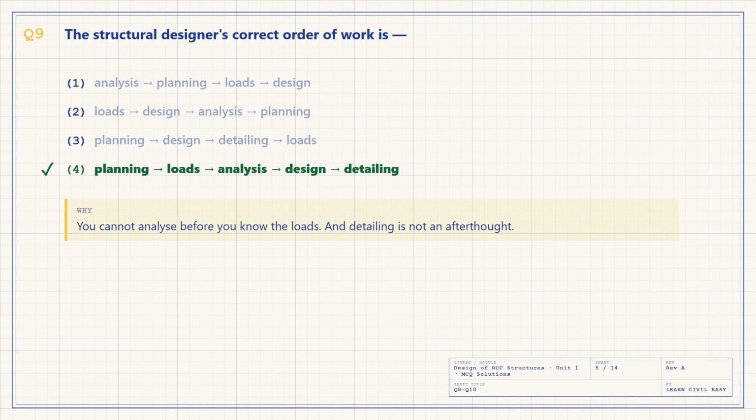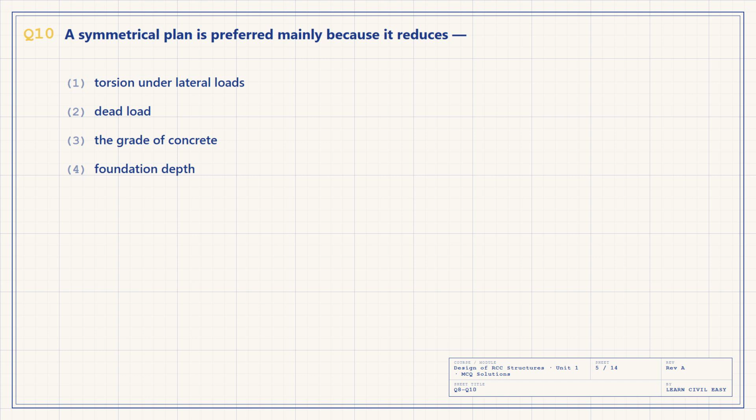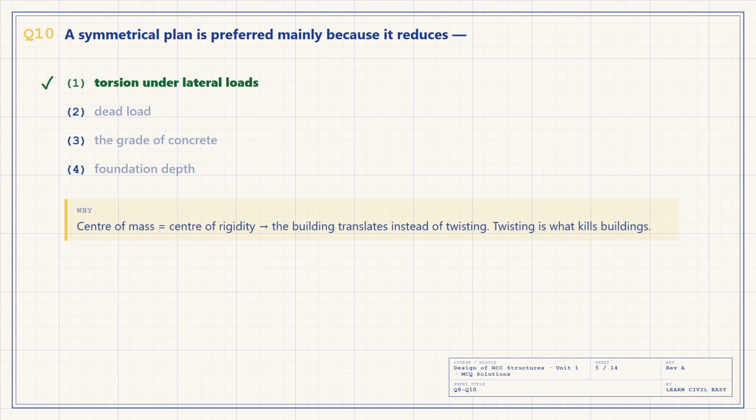Question 10. A symmetrical plan is preferred mainly because it reduces option 1, torsion under lateral loads. When the center of mass and the center of rigidity sit at the same point, a push from wind or an earthquake moves the building sideways. When they are apart, the same push twists it, and twisting is what tears buildings apart.